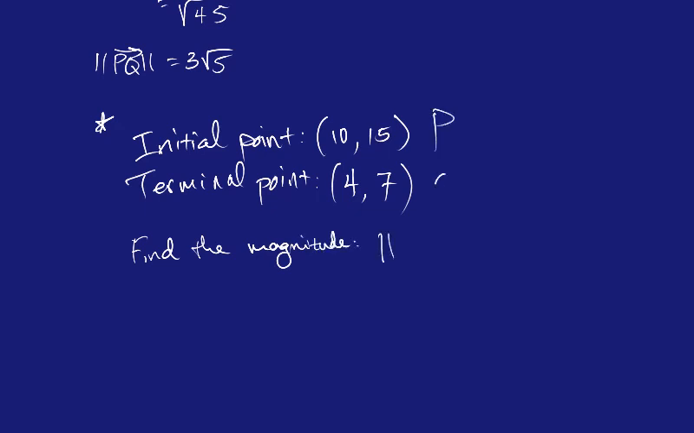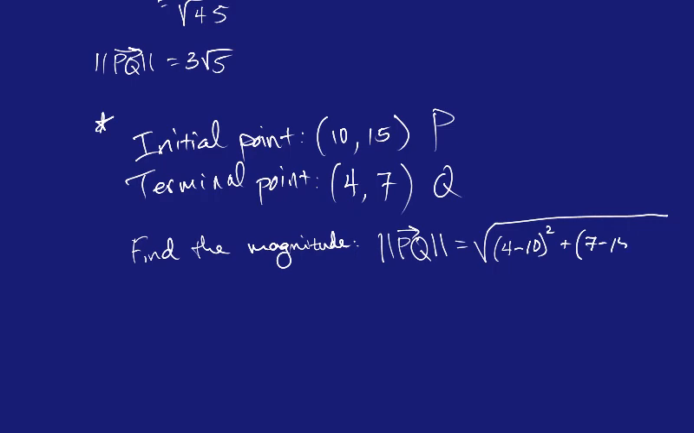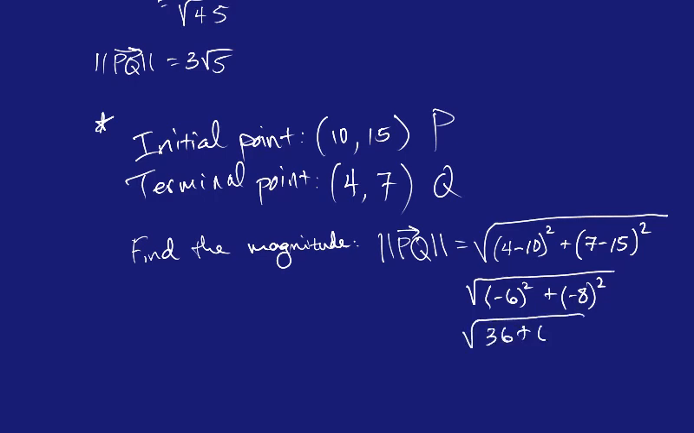So we'll call this P, we'll call this Q. Magnitude of PQ, once again, is going to be the square root, and we're just going to start with Q again. Remember that. So 4 minus 10 squared plus 7 minus 15 squared. You get the square root of negative 6 squared plus negative 8 squared. And so we'll get the square root of 36 plus 64, and if you can see that, that's going to be 100. So the magnitude of PQ is the square root of 100, which is 10.